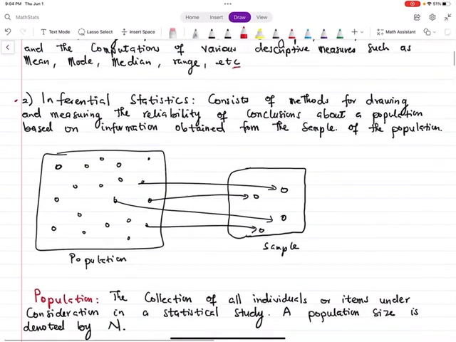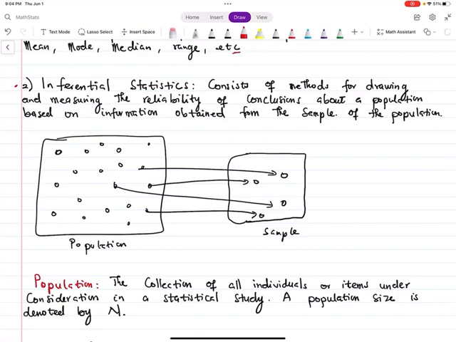So a population consists of all individuals or items under consideration in a statistical study, and usually the population size is denoted by n. When you look at this visual here, assume that this is my population, and then a sample is a representative of the population. Let's assume that this is the population, which means everybody here, and then the sample is what? I'm going to choose some items or individuals from the population.